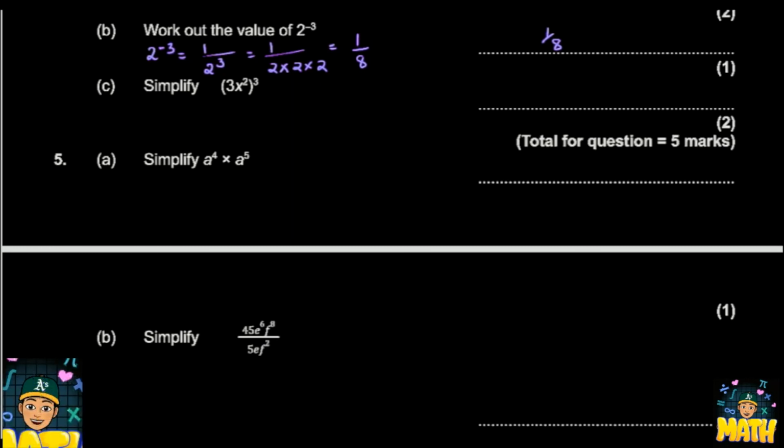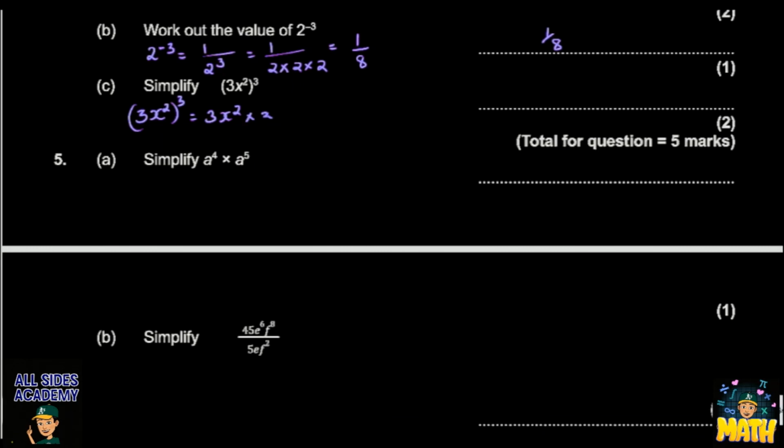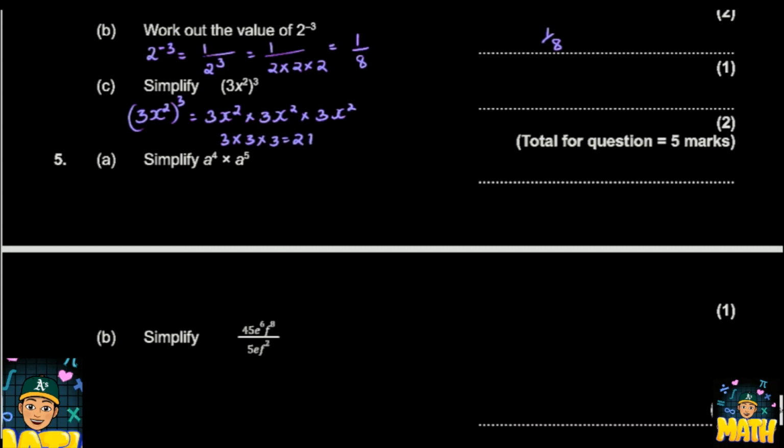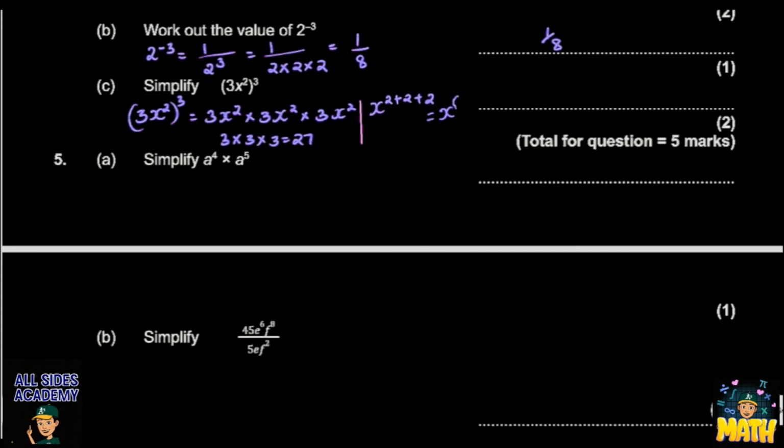Simplify (3x squared) to the power of 3. So we are basically multiplying the 3x squared 3 times. So 3x squared times 3x squared times 3x squared. I want to work with the numbers first: 3 times 3 times 3 gives me 27. And then the letters. Now here I'll bring in the law of indices. I'll add the powers because I'm multiplying numbers with the same base. So that's 27x to the power 6.